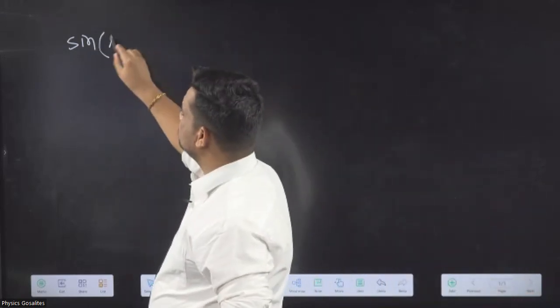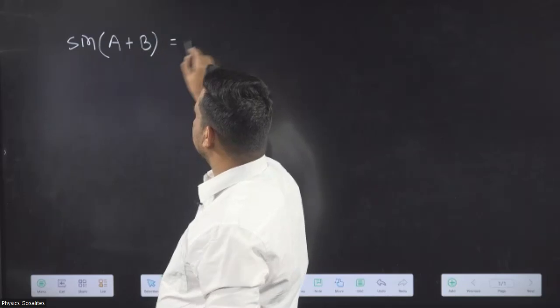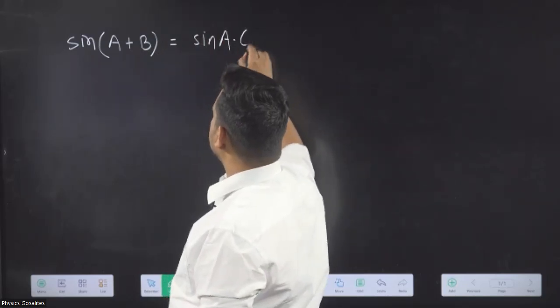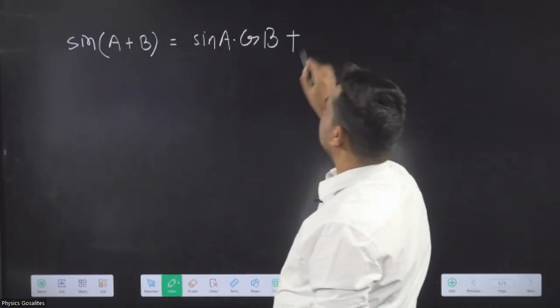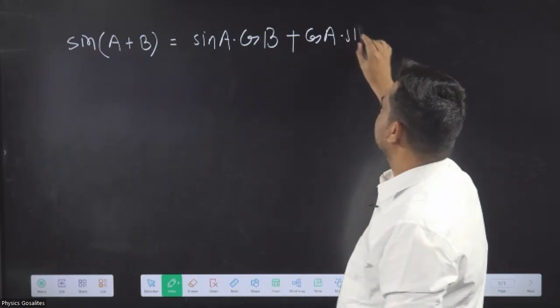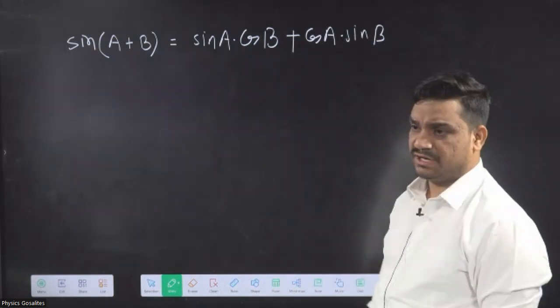So sine a plus b, if you write it now, it is nothing but sine a cos b plus cos a sine b. This was the formula that we had done.